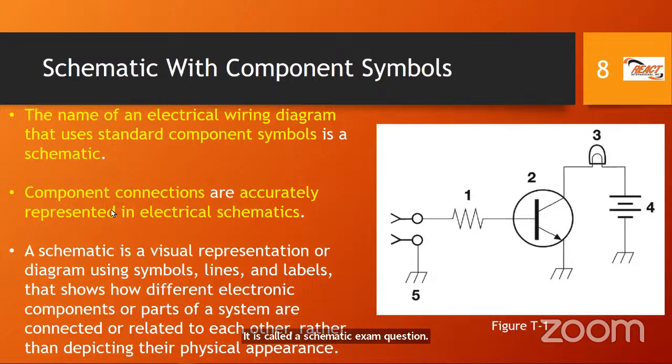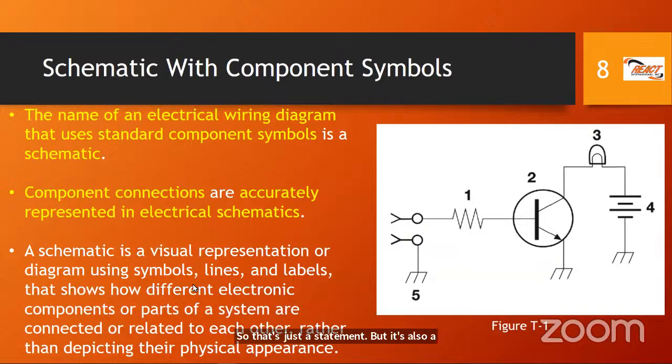Another way to say it, and also another exam question, is that the component connections. So these are components. If you recall, what is this? If you say it's a resistor, you'll be quite correct. What about this symbol here? If you were to say that looks like a transistor, you would be quite correct. And so on. We have learned about several of these symbols. And they're saying that component connections are accurately represented in electrical schematics. So that's just a statement, but it's also a question in your exam.